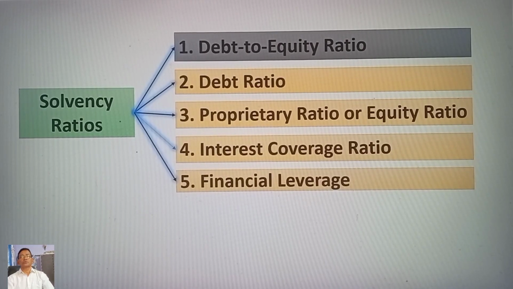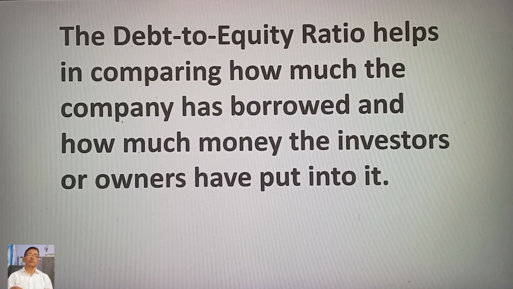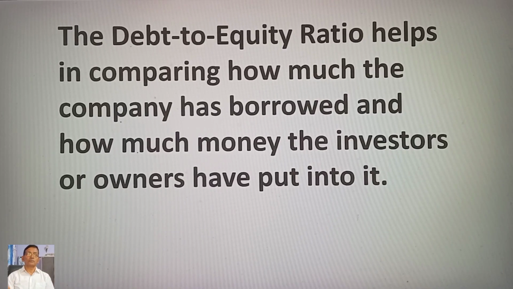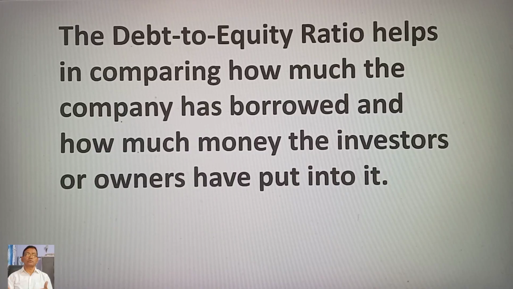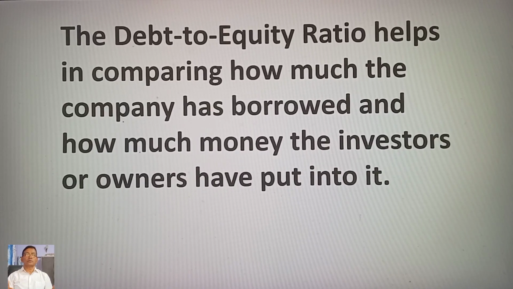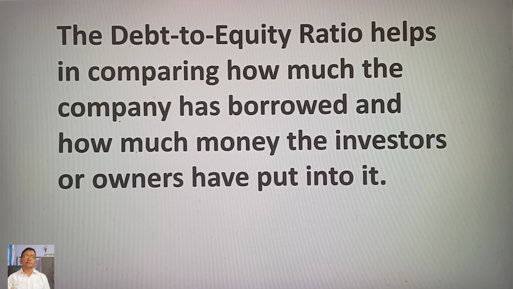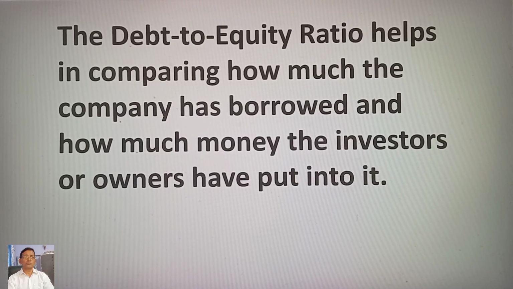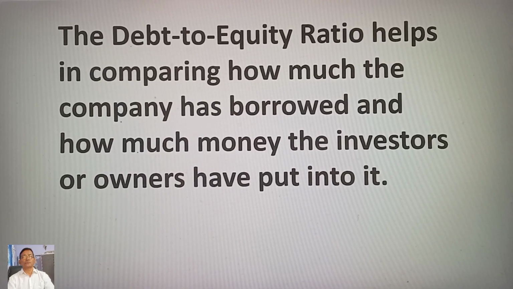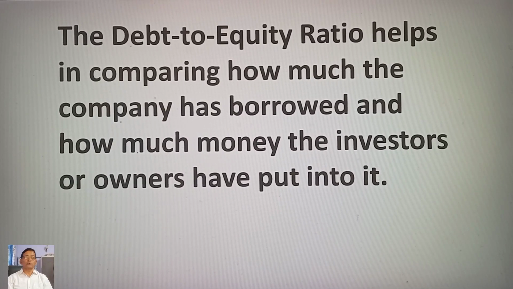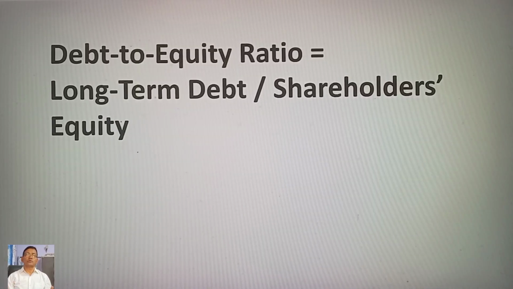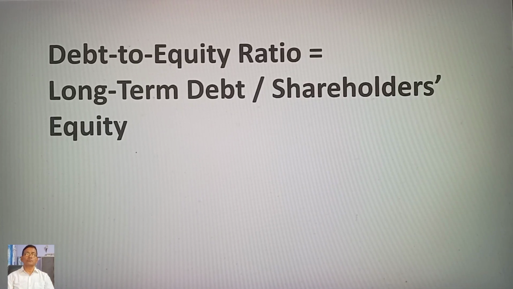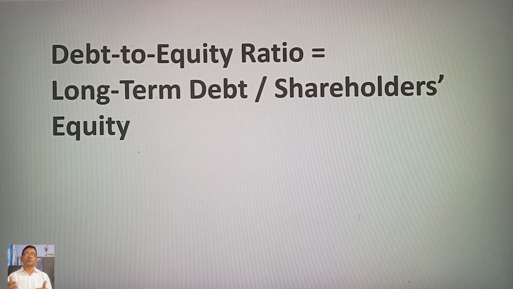Now, debt to equity ratio. The debt to equity ratio helps in comparing how much the company has borrowed and how much money the investors or owners have put into it. This is the ratio that considers the long-term debt and the shareholders' equity. It measures the amount of debt that the company is using against equity. It helps to know the balance between borrowed funds and owner's fund. So, debt to equity ratio is equal to long-term debt divided by shareholders' equity.